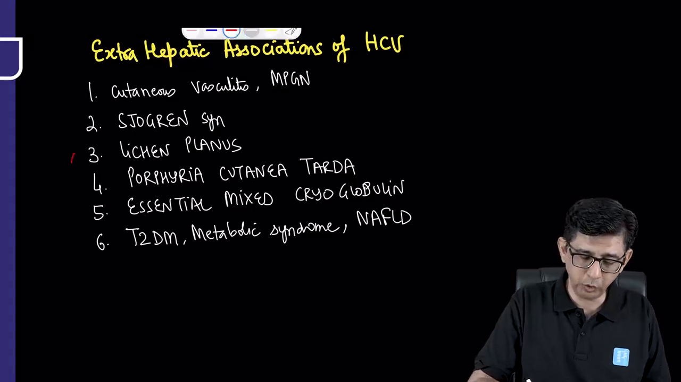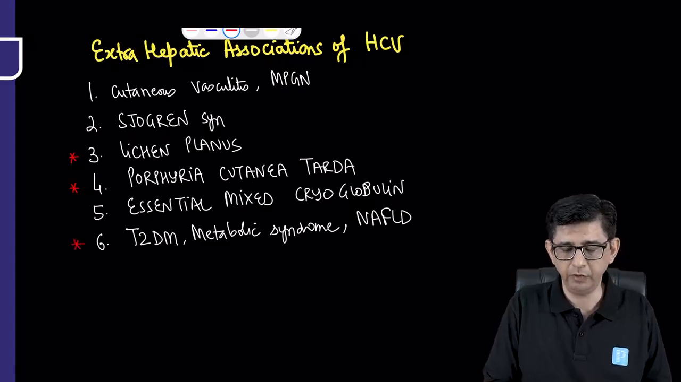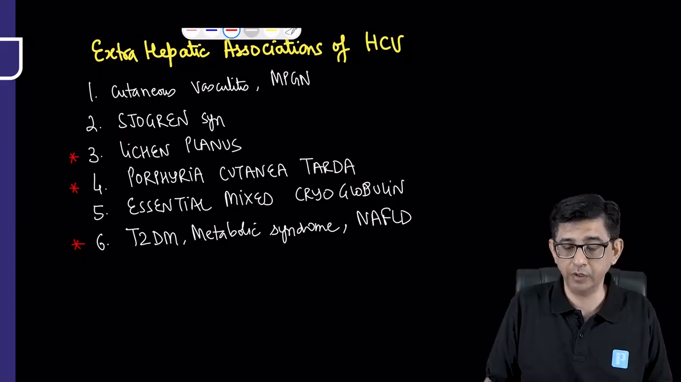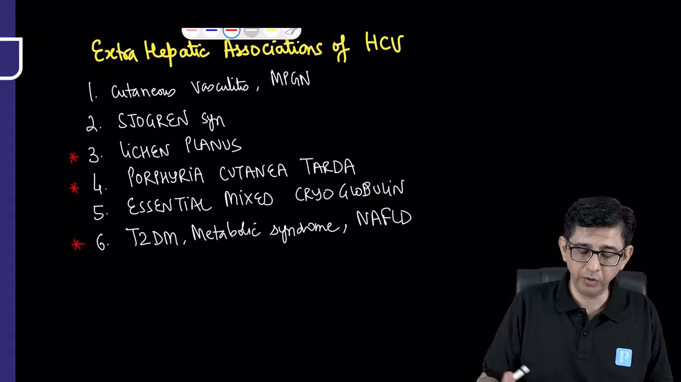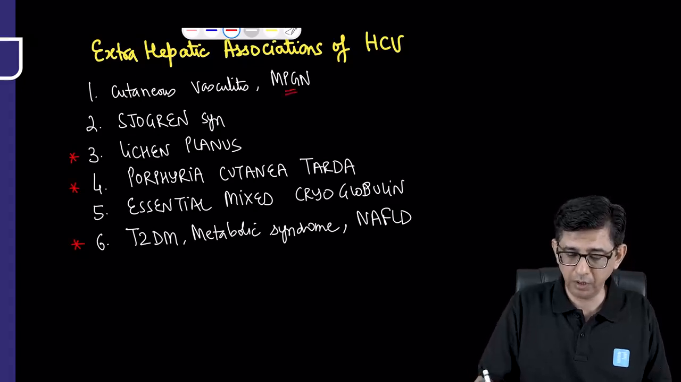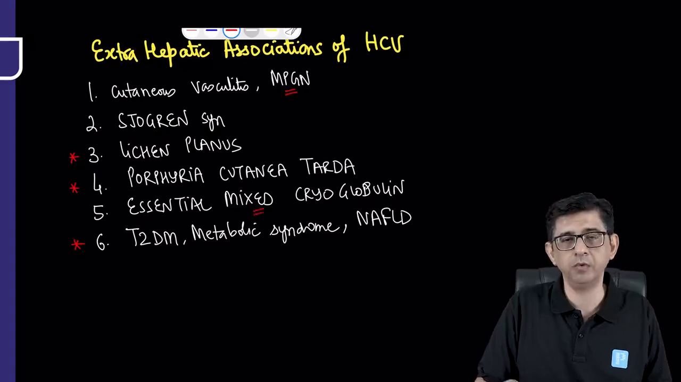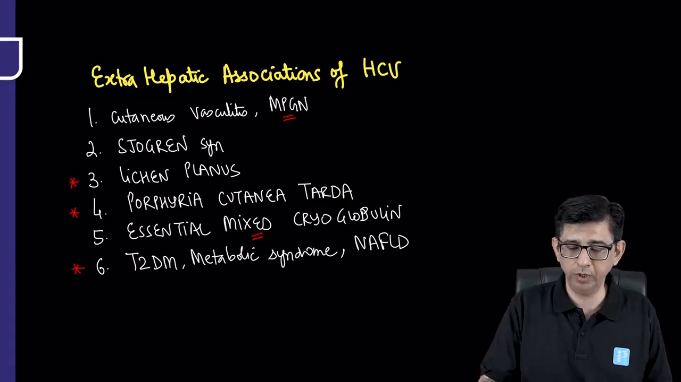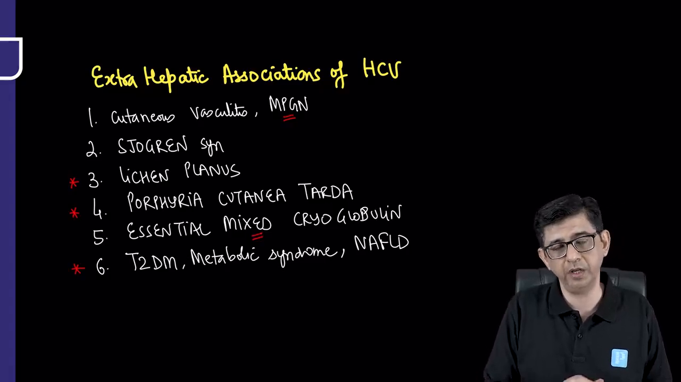The ones that are to be remembered from this slide are point number 3, 4, and 6. That is lichen planus, porphyria cutanea tarda, and then association with insulin resistance. But prior to this, I've also spoken about MPGN and essential mixed cryoglobulinemia. Because I have introduced the data gradually before you, I think that you will be in a position to remember the 5 extrahepatic associations.